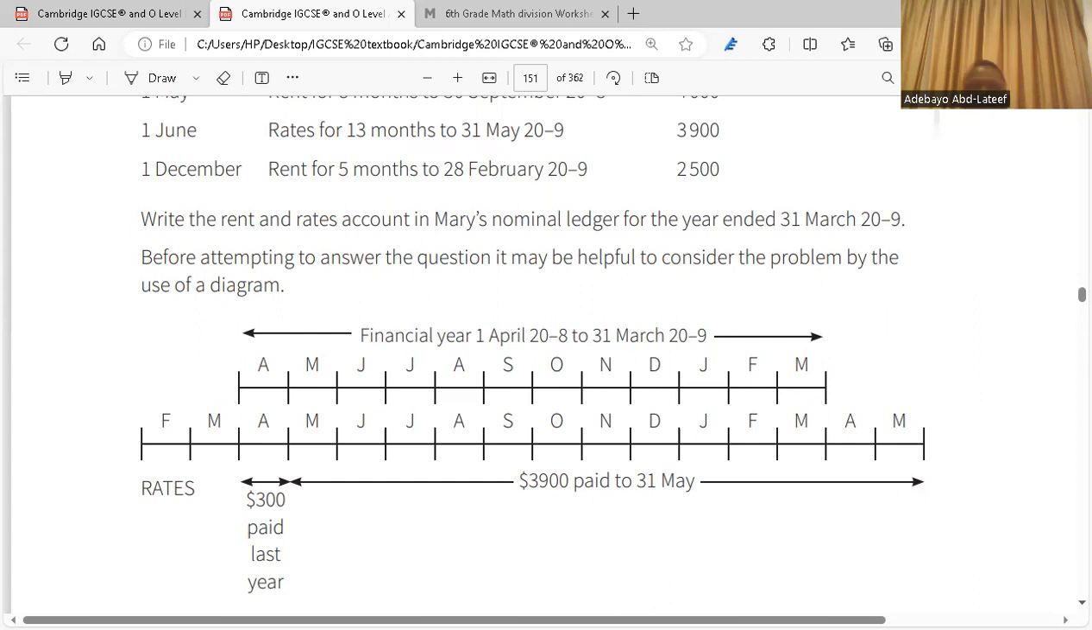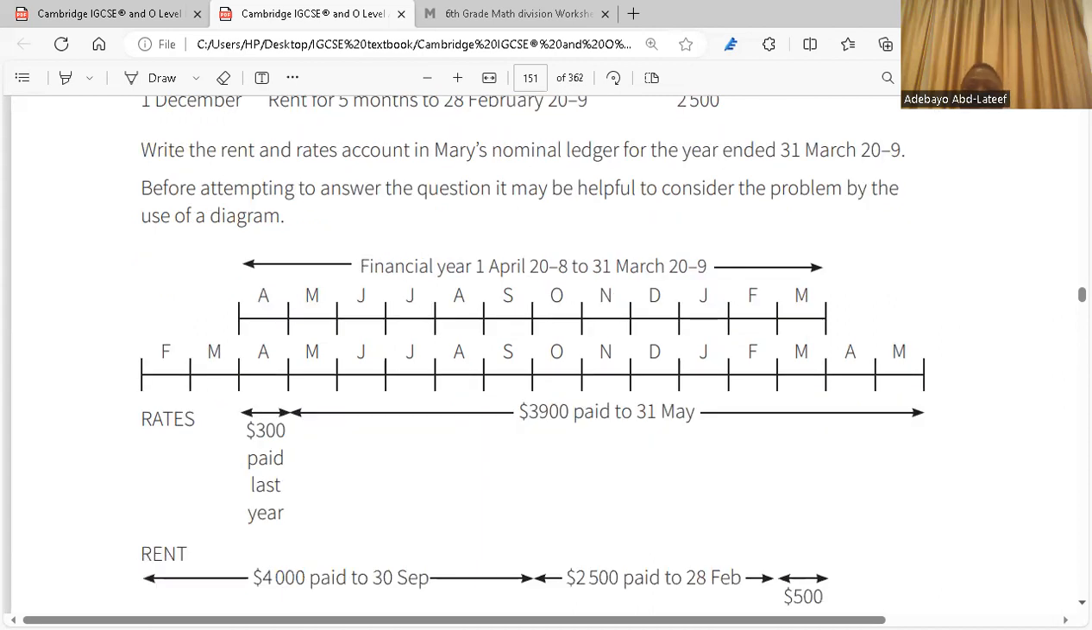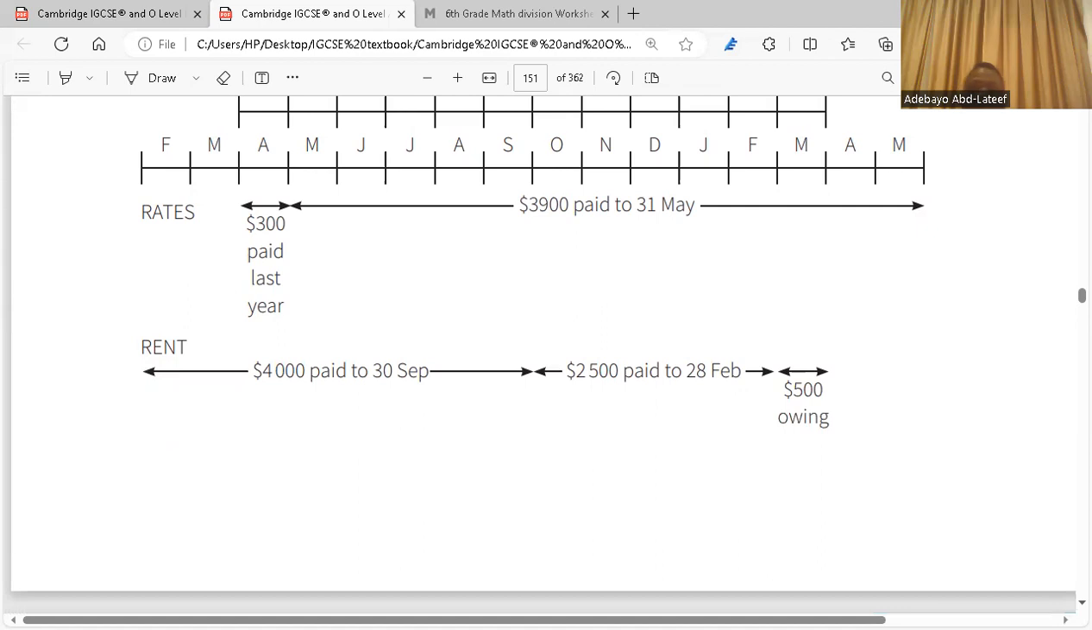So from June to May is 3,600. What did it say, from May to May? From June to June, that is 13 months. But it has to read for a year. So for the first 12 months, it is 300 times 12. That is 3,600. So 300 goes as prepaid for the subsequent month. That is the point I'm making here. Is it clear? So from June to May is 3,600, and the extra 300 is prepaid.